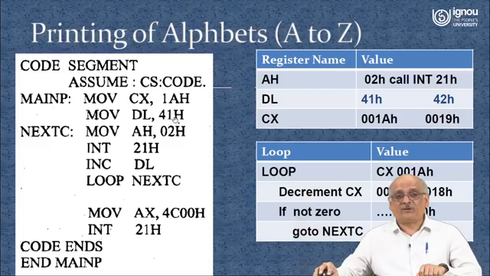41 is actually the ASCII equivalent of capital A, right? Small a is going to be different. So capital A is moved into the DL register. I think we could have simply put capital A in quotes. That would have done the same thing.